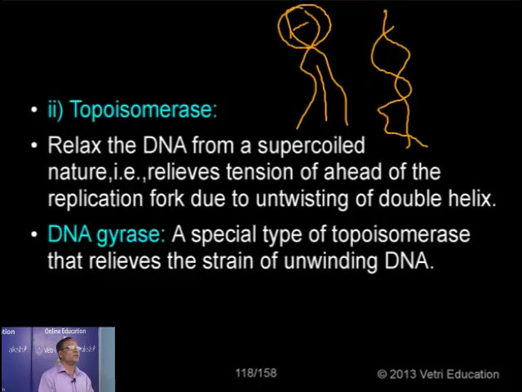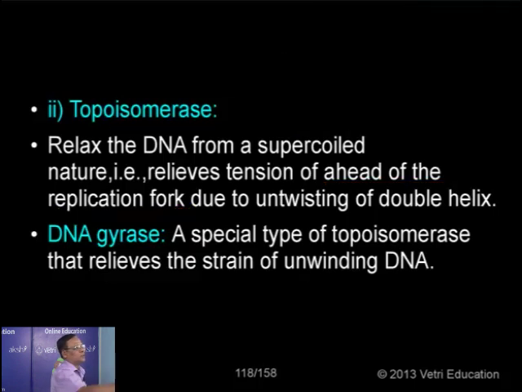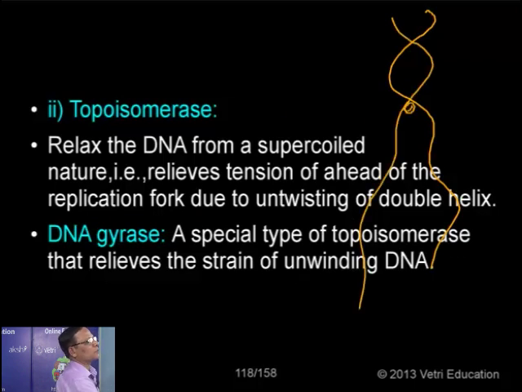Its main function is relieving the tension ahead of the replication fork. Now this is the point I mentioned already. Suppose we have the structure. So this is the place of the replication fork and this is the point ahead of the replication fork. These are the two strands, a part of the two strands already being separated. Still we have the coiling ahead of this replication fork, and the tension is being relieved or relaxed because of the untwisting of the two strands by this topoisomerase.